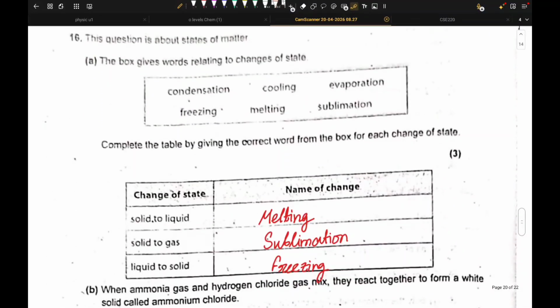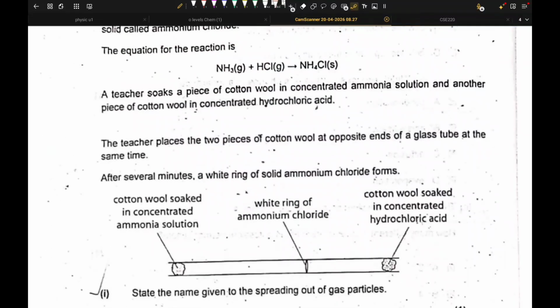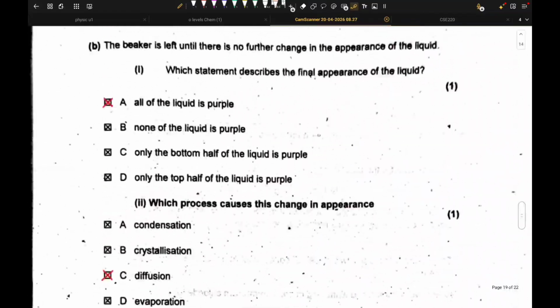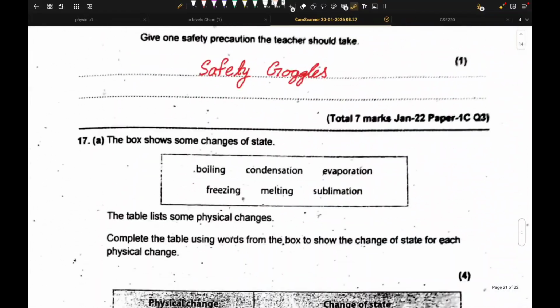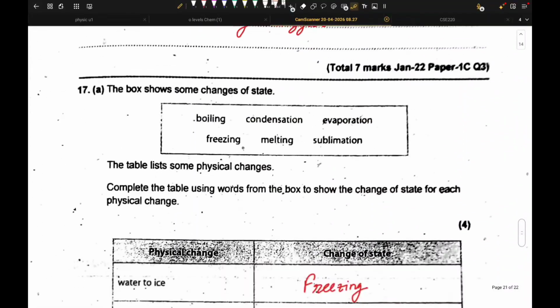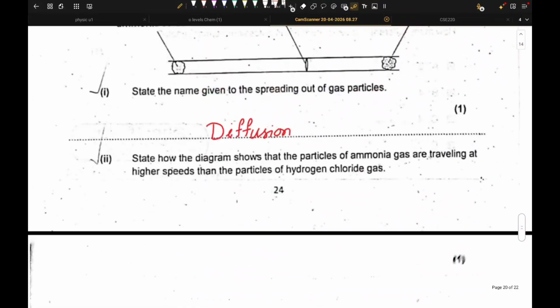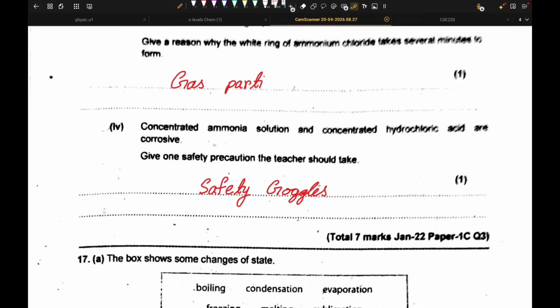Okay. And then there is this question number 16. Solid to liquid, solid to gas, liquid to solid. Okay, oh wait, I think I have copied the same thing twice. Okay, let's go to question number 17. Sorry, there was something left. Yeah, I have solved this.